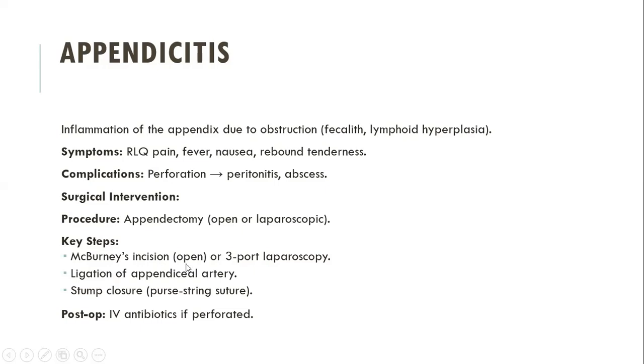Now, McBurney's incision is basically a point from the anterior superior iliac spine to the umbilicus, and between these two areas, there's this McBurney's point, and you have to give the incision at that point. After incision, you have to identify the appendiceal artery and ligate it, and at the end, you have to close that wound. Again, in the post-op phase, you have to prescribe IV antibiotics to the patient if that appendix was perforated.